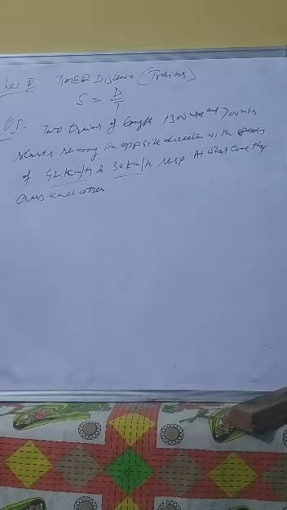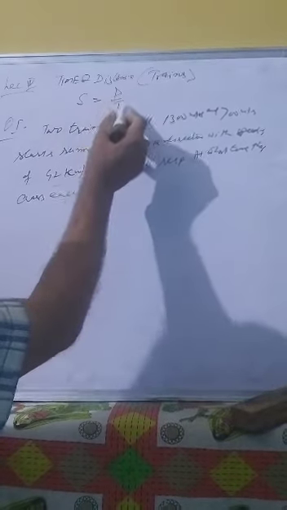This is my fourth lecture on time and distance on the topic trains. And we have already said that speed is equal to distance over time.